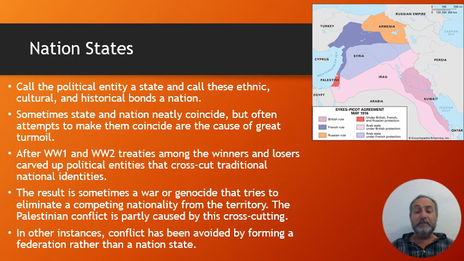And so attempting to create a nation state often is the source of decades of conflict. In other instances, this sort of conflict has been avoided by forming what we call federations. We'll look at federations a little bit later, where you can have distinct nationalities that coexist and work together at some level politically, but they don't attempt to merge into a single nation in quite the same way.